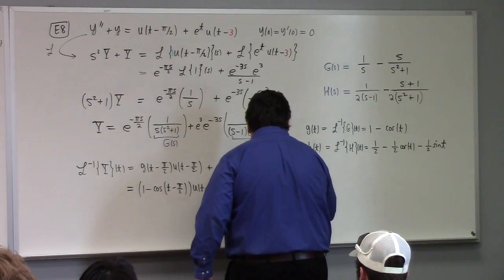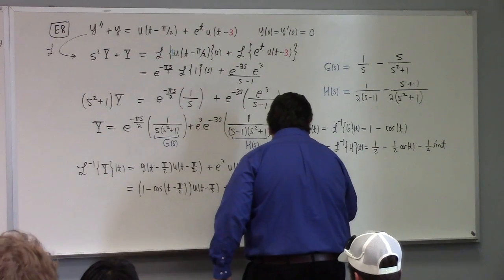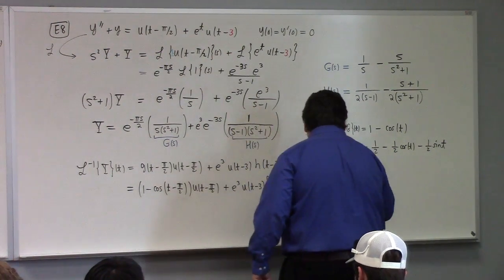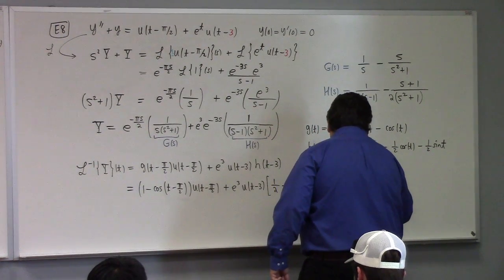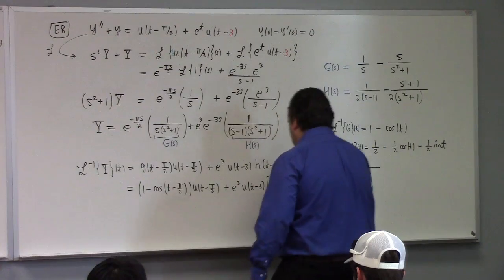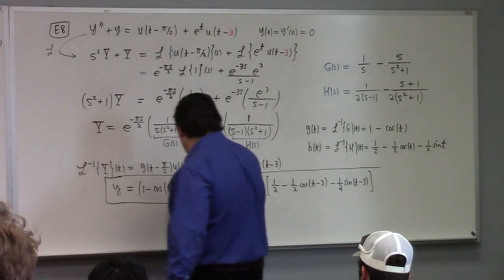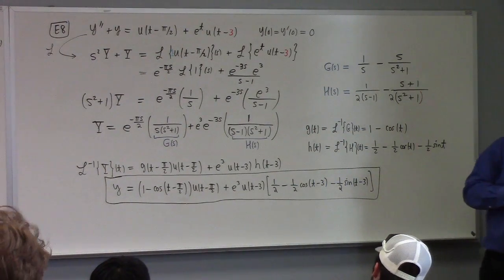which is 1/2, which evaluates to t minus 3 real easy. And then minus 1/2 cosine of t minus 3, minus 1/2 the sine of t minus 3. And there you go. That's the solution to the differential equation subject to this discontinuous forcing function. That's how you do it.